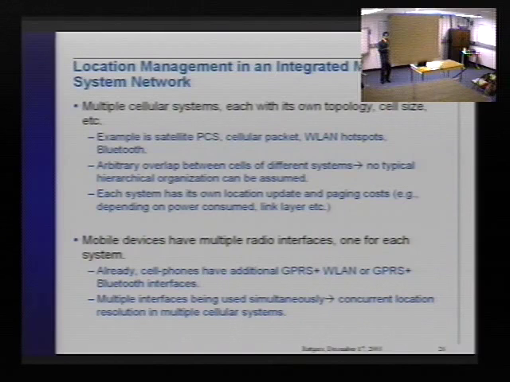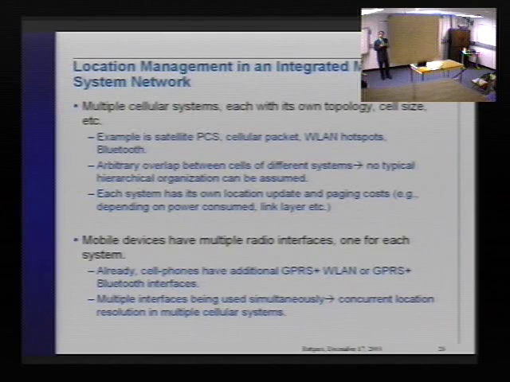I believe that fundamentally 4G is about having multiple cellular systems, each of these possibly with different access technologies, or even on the same access technology, different providers. Each of these cellular networks has its own topology, cell size, etc. The obvious examples, though I have my doubts about satellite PCS, are the cellular packet network, the wireless LAN, Bluetooth and so on. One of the things that hasn't been studied enough in the literature is the notion of arbitrary overlap between the cells of different systems and how you do location management across those.